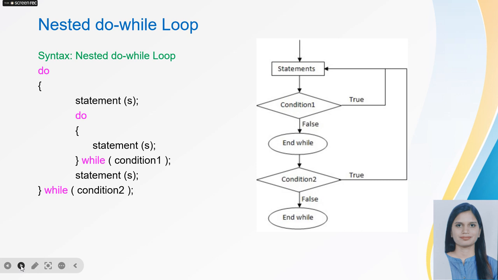Nested do while loop. Syntax: do statement, inside it another do statement, while condition 1, statement, while condition 2, statement. If the condition is true, then statement, and if the condition is false, then end. While condition 2 check: if the condition is true, then statement, and if the condition is false, then end while.